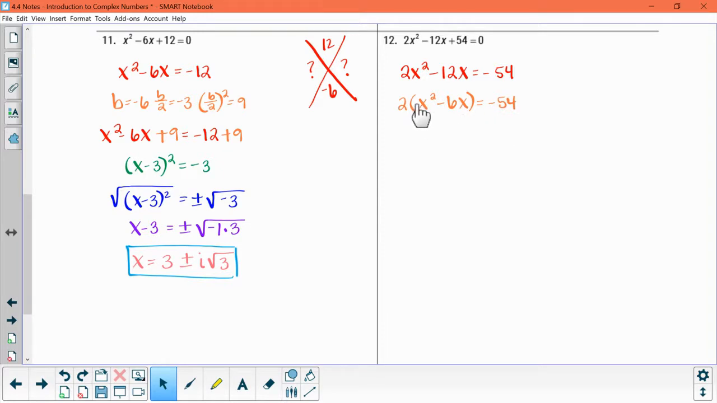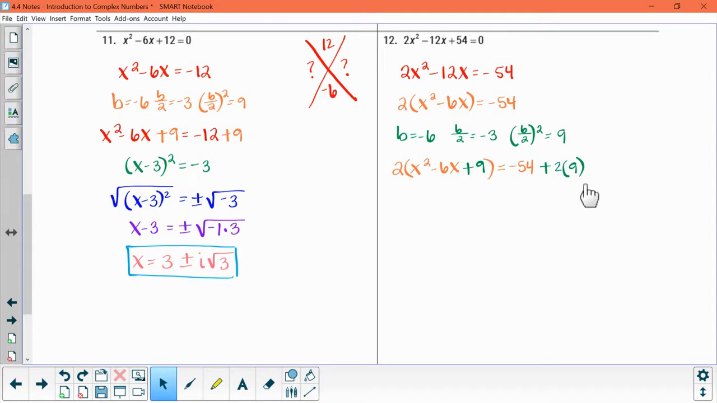Once I have made my a equal to 1, I can identify my b. So I'm going to get b is equal to -6, which makes b over 2 equal to -3, (b over 2) squared equal to 9. So what I'm going to do is I'm going to add 9 within these parentheses. So be careful because when it's in the parentheses, really what you're adding is 2 times 9 to both sides. So I'm going to add 9 in the parentheses on the left-hand side, but on the right-hand side, I'm going to add 2 times 9.